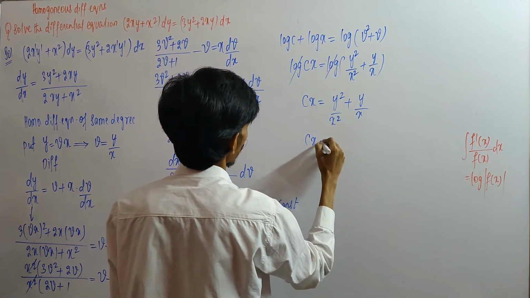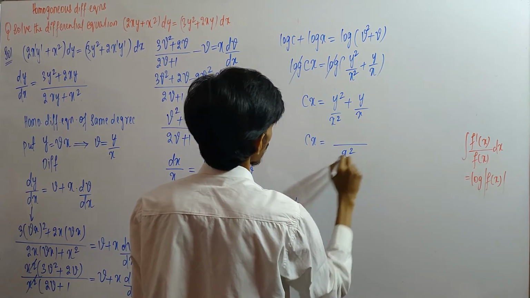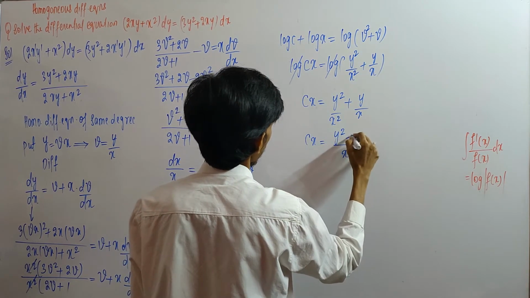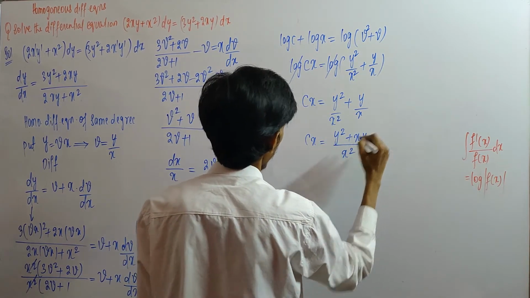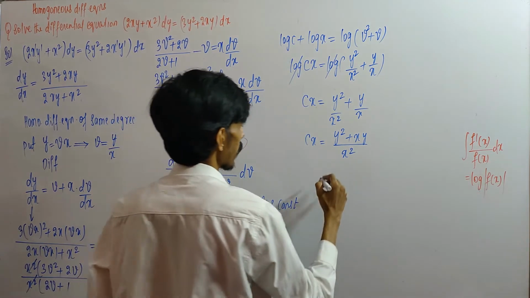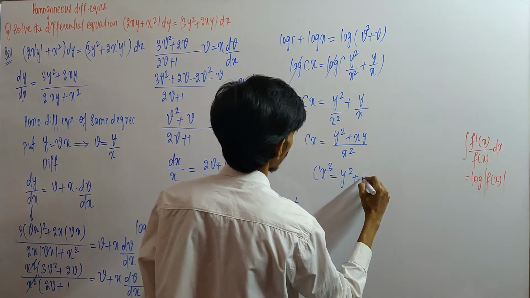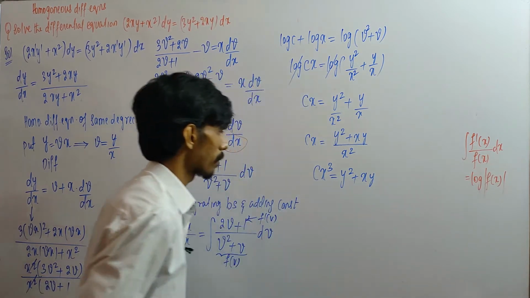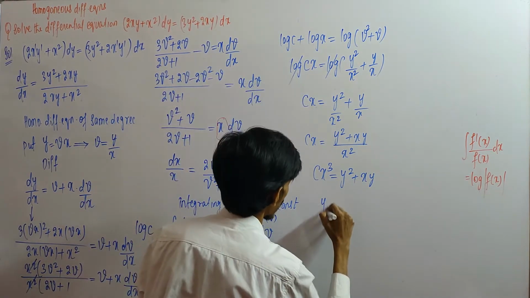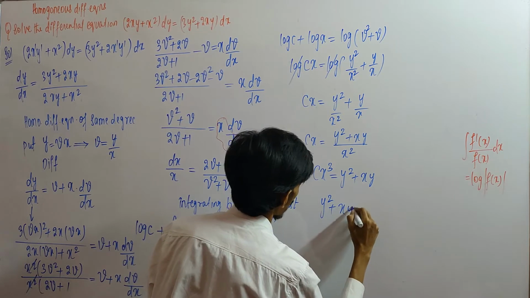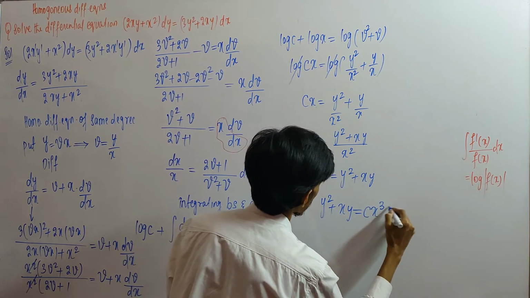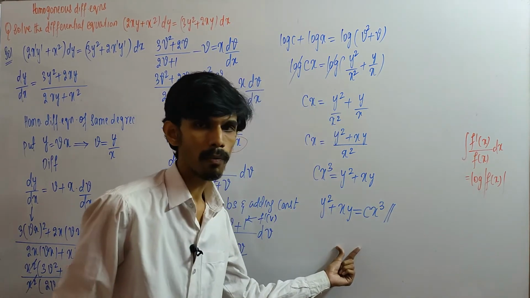Now if we take LCM, we'll get x square. Here I'll get y square plus xy. If I cross multiply, then I'll get cx cube is equal to y square plus xy. Now this can be written as y square plus xy is equal to cx cube. This is the solution for this question.